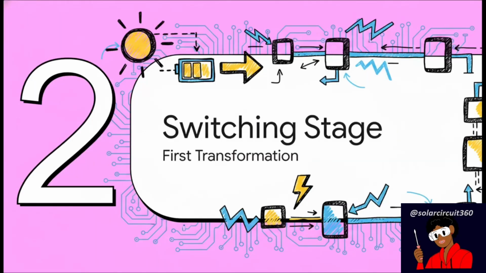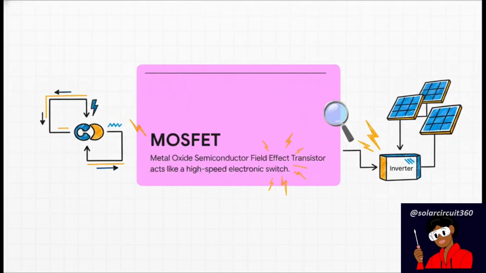Moving on to Part 2, inside the switching stage. All right, meet the MOSFET. That stands for Metal Oxide Semiconductor Field Effect Transistor. Yeah, it's quite the mouthful. But the absolutely crucial part to remember here is that second bit. It acts like a high-speed electronic switch.